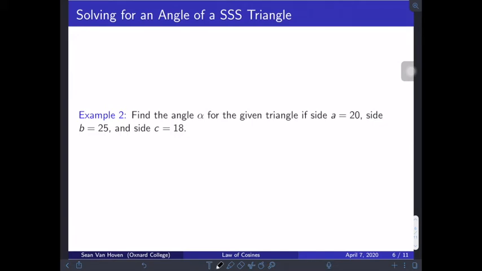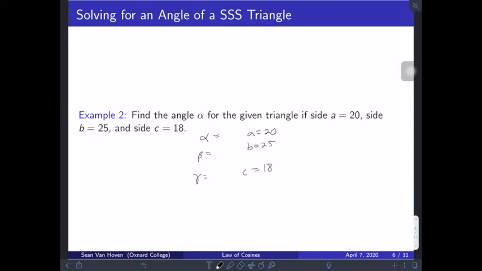Find the angle alpha for the given triangle if side A is equal to 20, B is equal to 25, and C is equal to 18. So making our chart, we have alpha, beta, and gamma. A is equal to 20, B is equal to 25, and C is equal to 18.